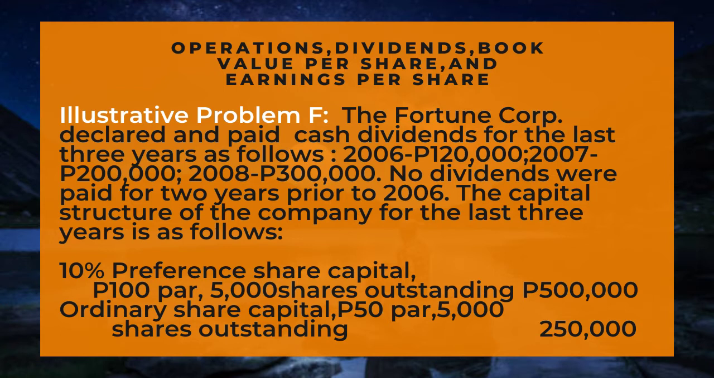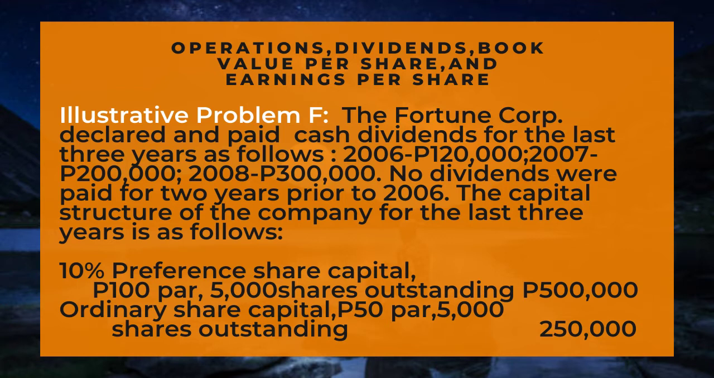Illustrative problem F. The Fortune Corporation declared and paid cash dividends for the last 3 years as follows: 2006, 120,000 pesos; 2007, 200,000 pesos; 2008, 300,000 pesos. No dividends were paid for 2 years prior to 2006.